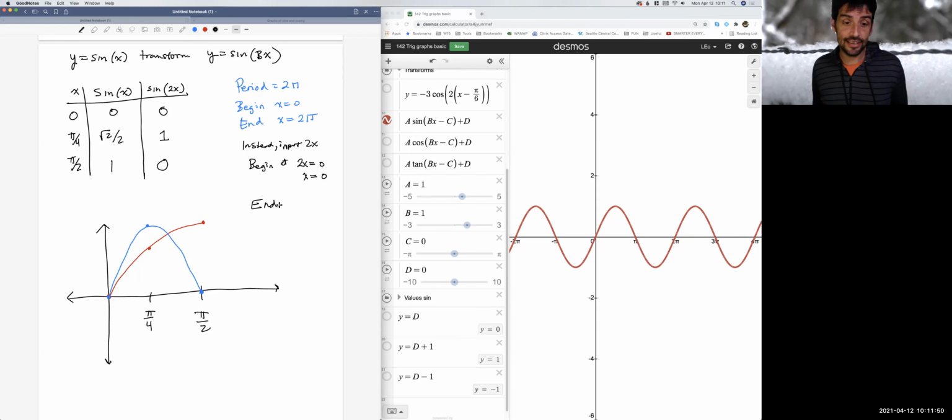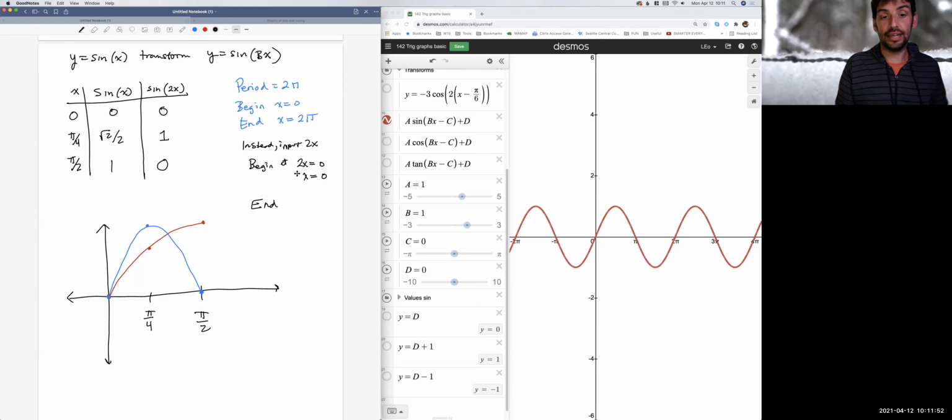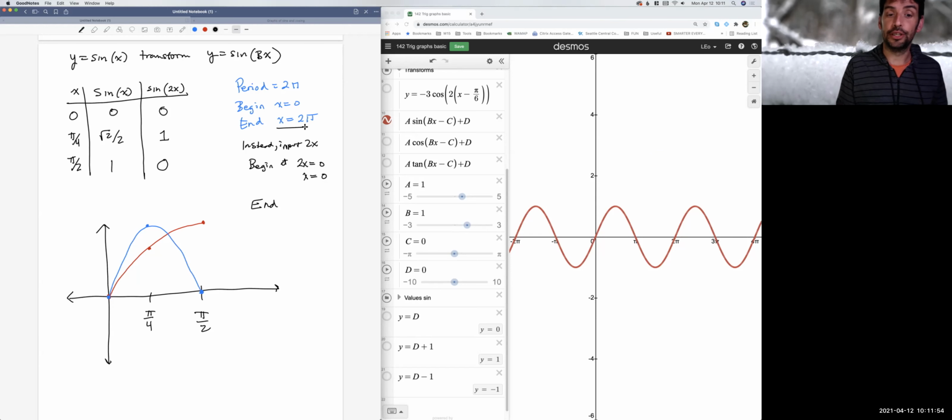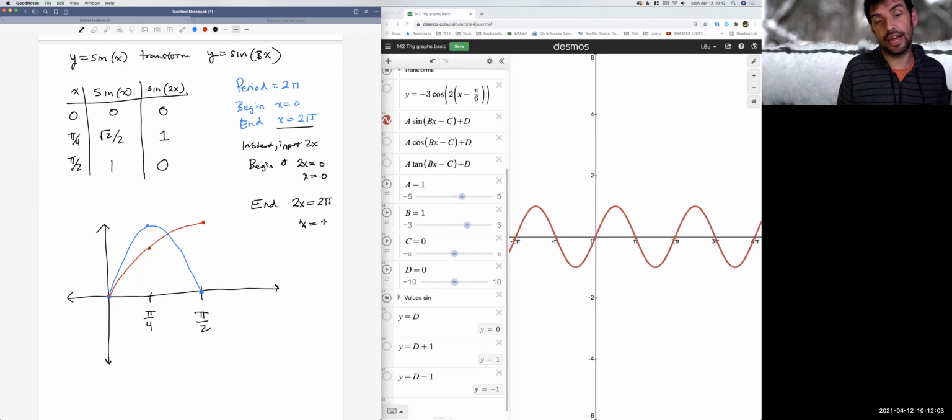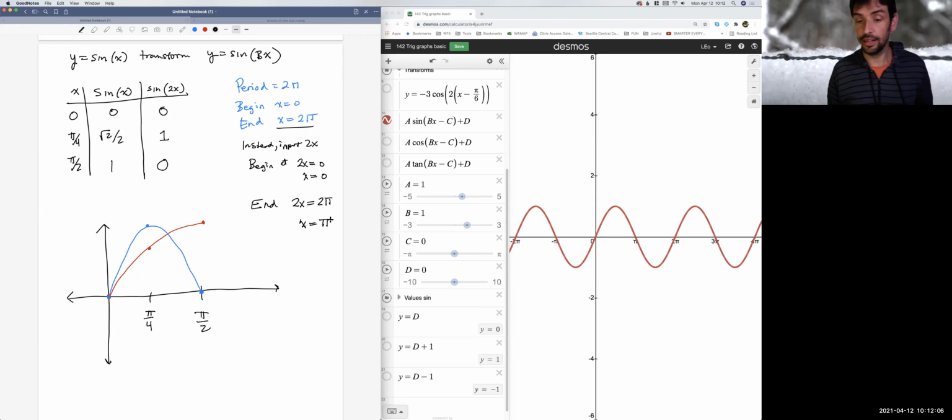And it ends when the input is 2 pi. Originally, that was when x equals 2 pi. Now it's when 2x equals 2 pi. I can solve for x. It's when x equals pi.